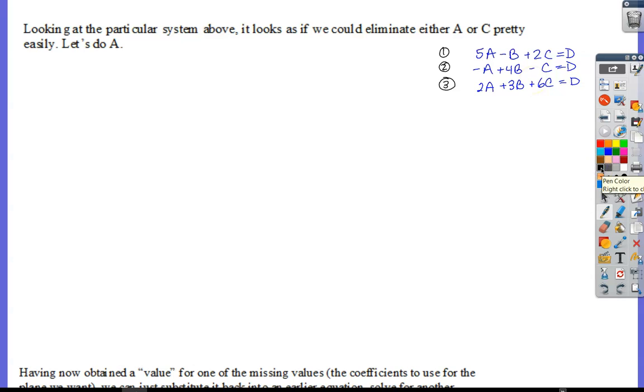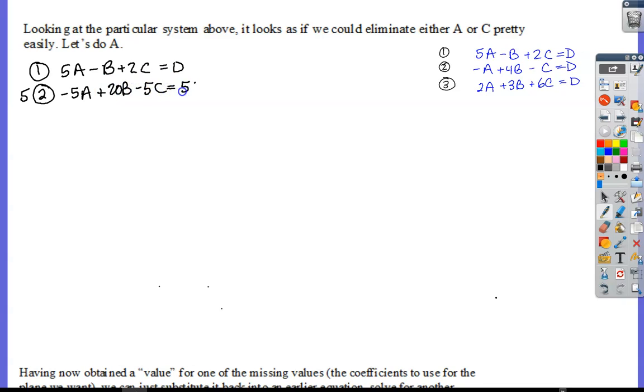So what does that mean? Well, that means I could add 1 with 2, but I would have to multiply 2 by 5. So that's what I'm going to do. I'm going to multiply the second equation by a 5, which gives me a -5A. Be careful when doing this, guys, because one little mistake, one little thing that you don't multiply by a 5, and this is over. So take your time. I multiplied everybody by a 5.